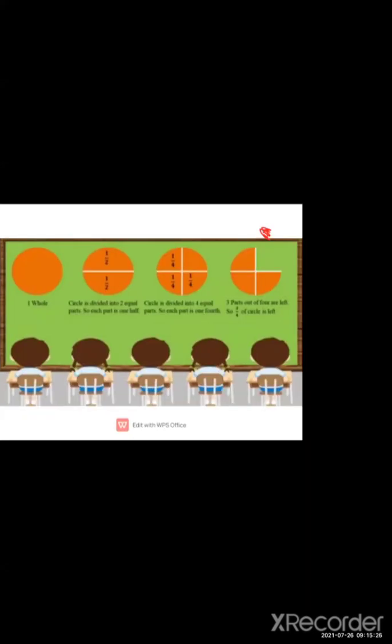Okay. Next, for example, if this is a whole circle, then I will write only 1. If I divide the whole circle into two parts, I will write half. If I divide the circle into four parts, then I will write 1 upon 4. If I remove one part out of 4, then 3 upon 4 is left. Okay.